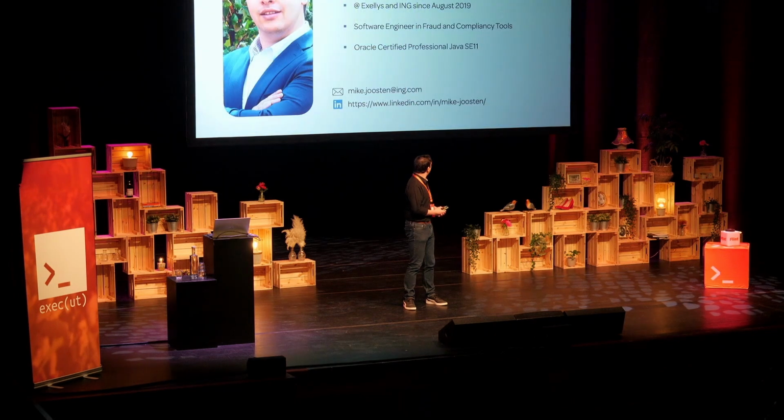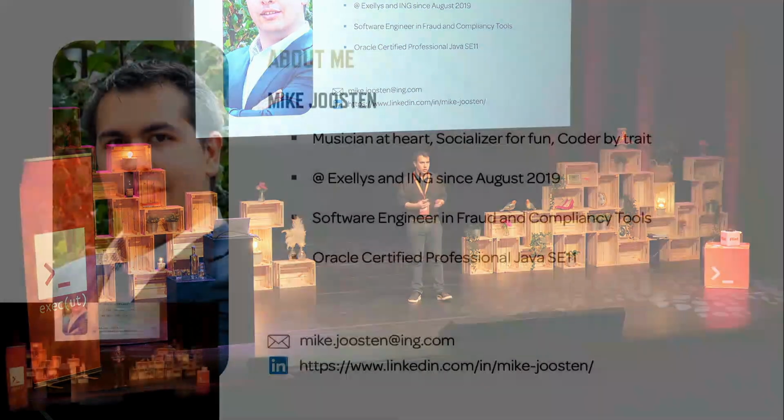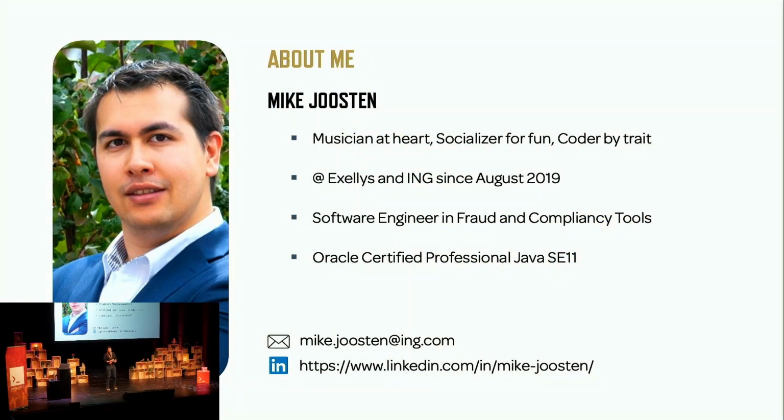So, to introduce myself, my name is Mike Joosten. I'm a coder by trade, socializer sometimes by fun, and musician also in my spare time. I'm a trombonist as well. I started at Excelis and ING in 2019. Currently integrated at ING successfully in October of 2021.